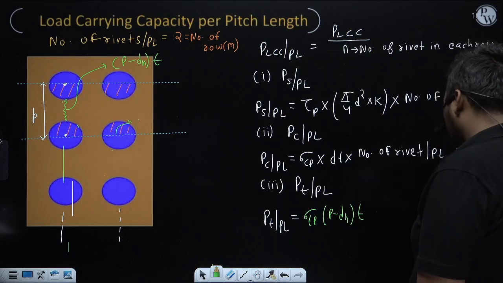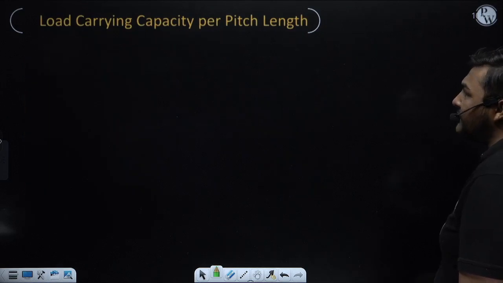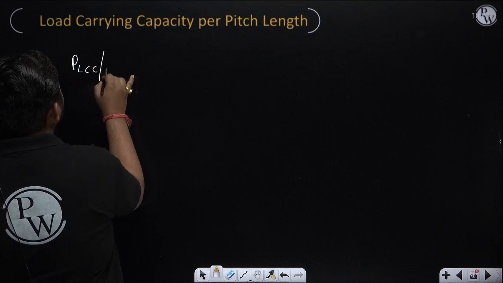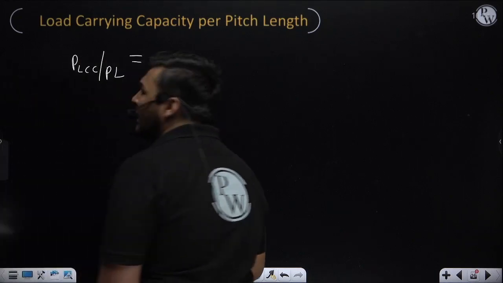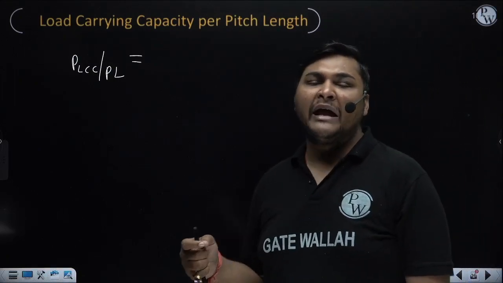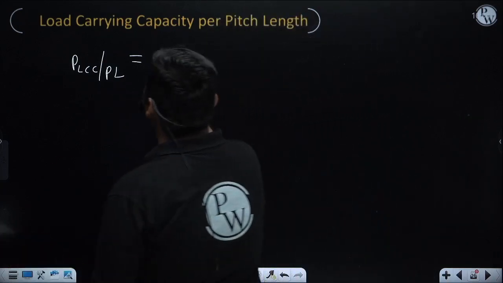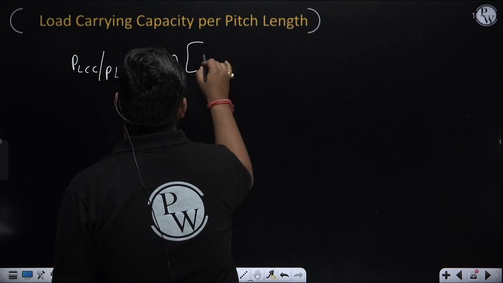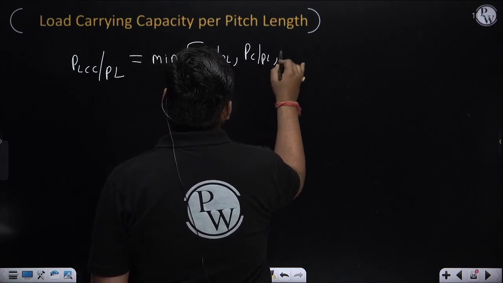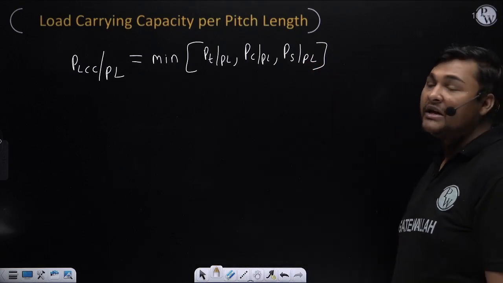Now, if you have calculated tearing load connectivity per pitch length, crushing load connectivity per pitch length, and shearing load connectivity per pitch length, what will be the expression of actual load carrying capacity per pitch length? I'm not talking about total load carrying capacity, I'm talking about load carrying capacity per pitch length. What is the total actual load carrying capacity? Minimum of PT, PC and PS. Similarly, the actual load carrying capacity per pitch length will be the minimum of tearing load carrying capacity per pitch length, crushing load carrying capacity per pitch length and shearing load carrying capacity per pitch length. Whatever minimum value comes, that will be the load carrying capacity per pitch length.